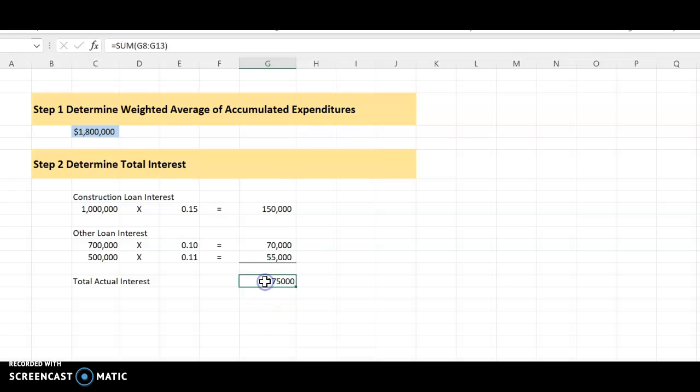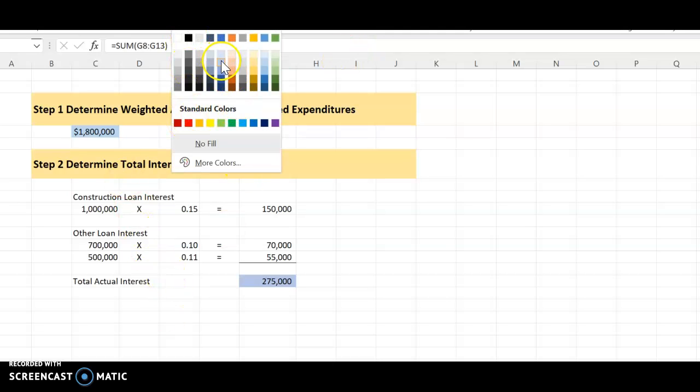And then to get your total interest, you're going to add all these interest amounts together. So your total actual interest is $275,000, and I'll highlight that in blue. So we're finished with step 2.